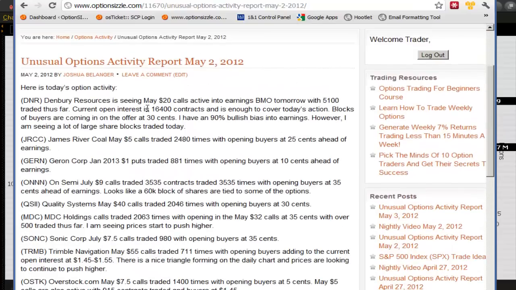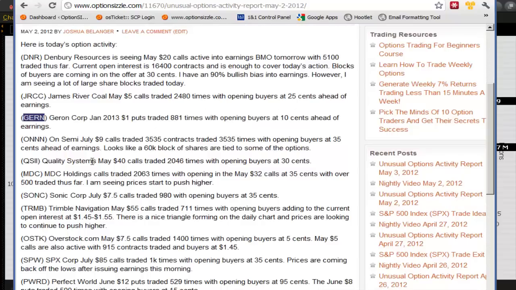In earnings names, I'll issue a trade alert, or I'll say, hey, this action is interesting, and what I'm looking for simply is a pattern to form, a bull flag or some kind of triangle, and then we're seeing these calls being bought here. So if you look at DNR, this one pulled back. JRCC, the same thing. Geron Corp, the same thing as well.